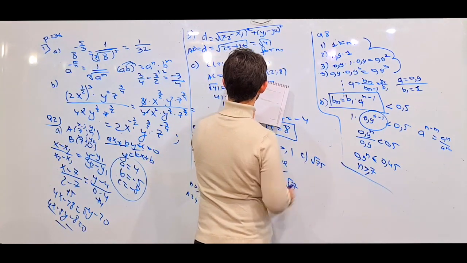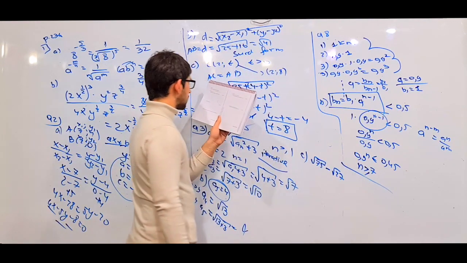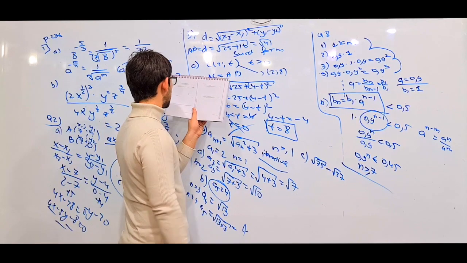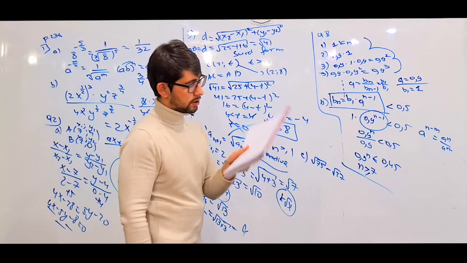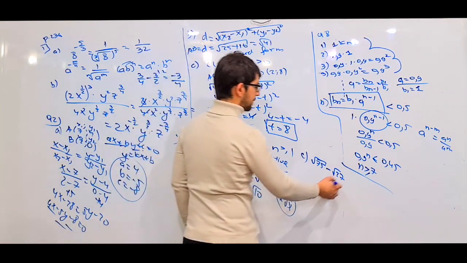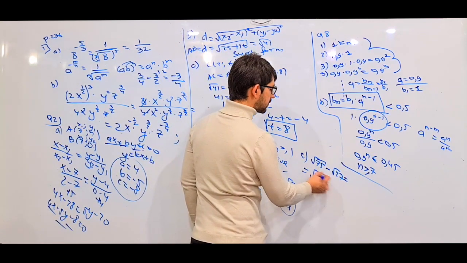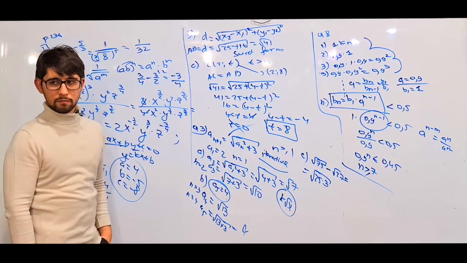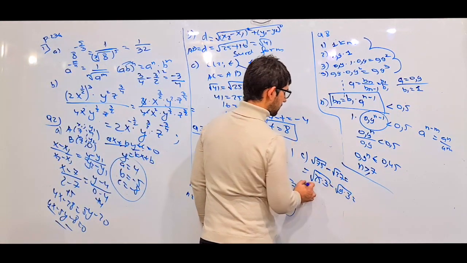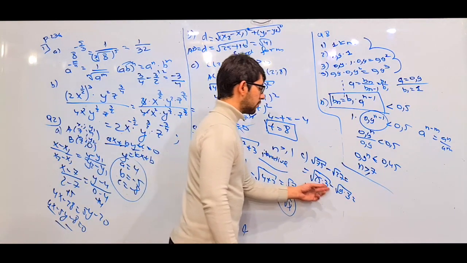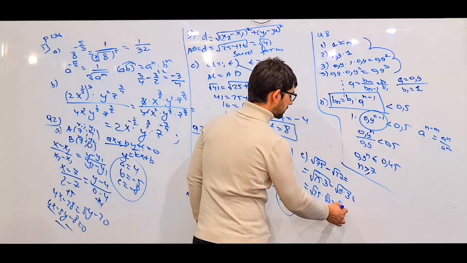The square root of 75 minus the square root of 27. Write this number in the form k square root of x, where k is an integer and x is also. 75 is 25 multiplied by 3. And 27 is 9 multiplied by 3. You can take separate square roots from both. Square root of 25, square root of 3, square root of 9, square root of 3.